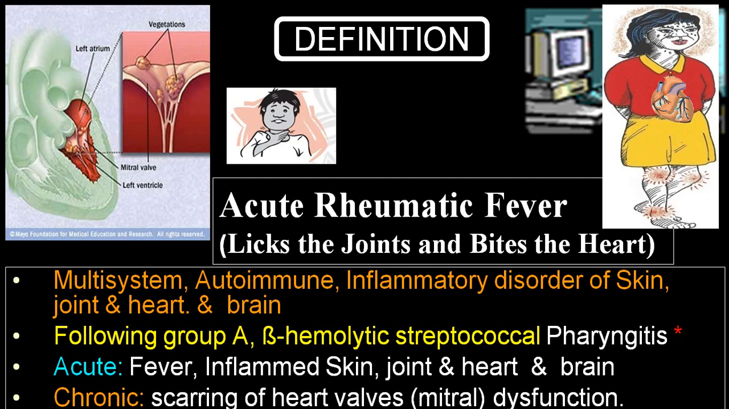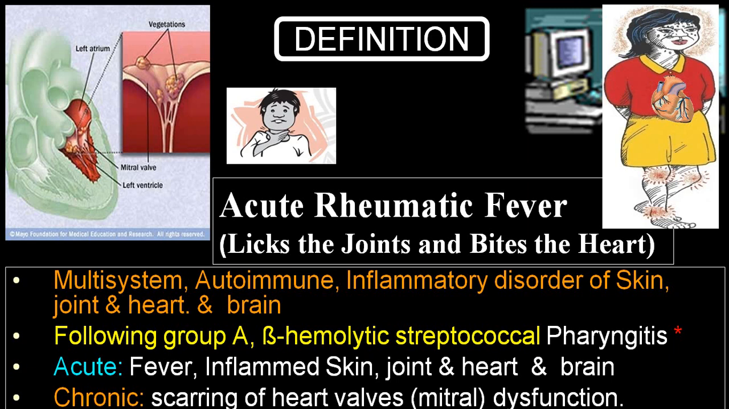There is one phrase commonly used for acute rheumatic fever: rheumatic fever licks the joints and bites the heart. It means it produces involvement of the joint but does not destroy the joint, but it can destroy the valvular structure of the heart. That's why it is said it bites the heart.